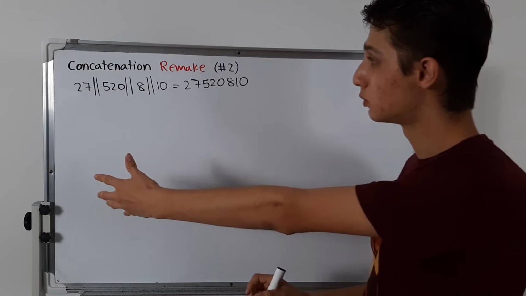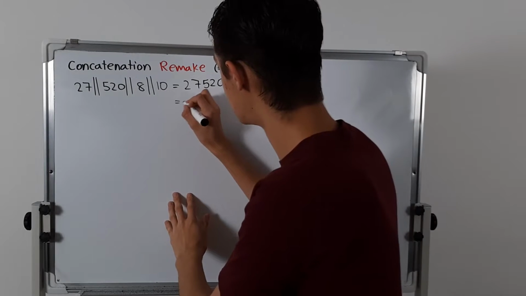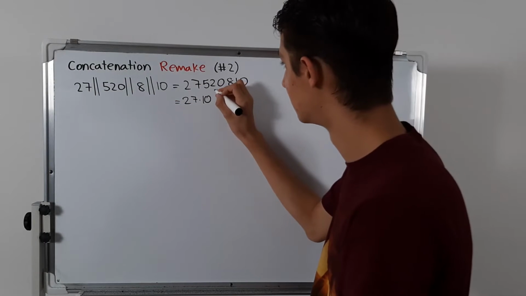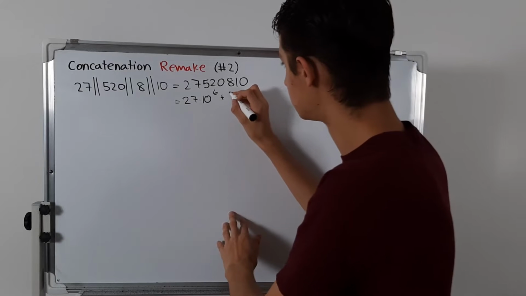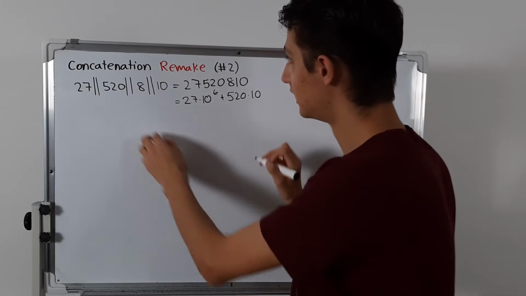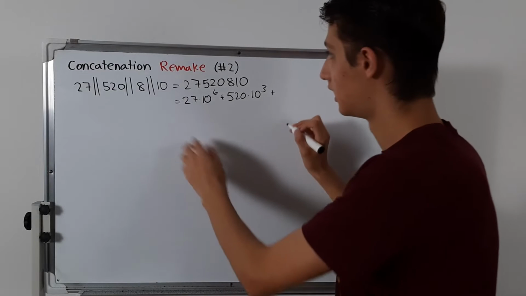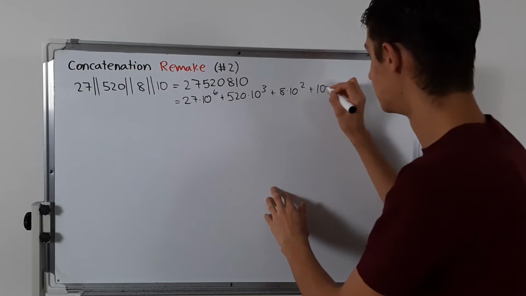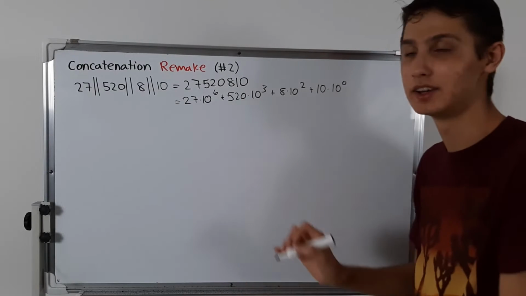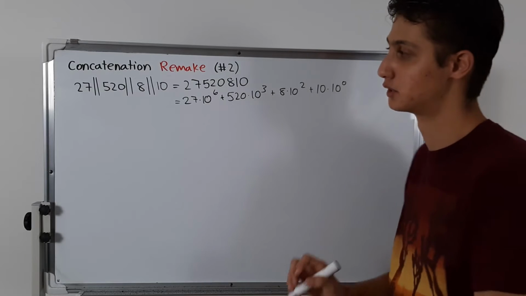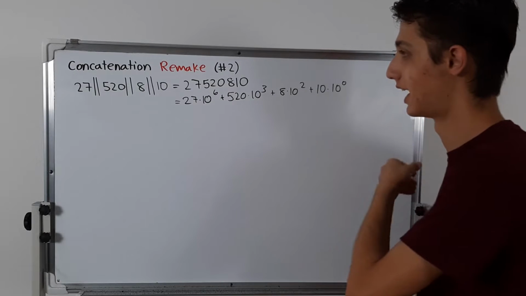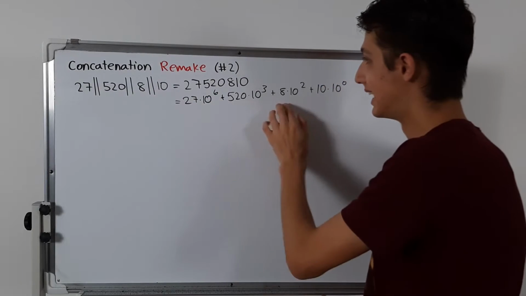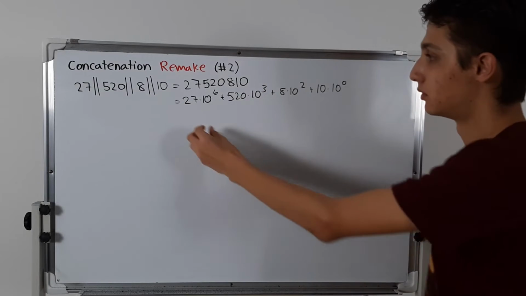Okay, so what we can do is we can actually separate this. So we'll have this 27 times 10 to the 6 plus 520 times 10 to the 3 plus 8 times 10 to the second power plus 10 times 10 to the 0. Okay, why did I do this? If you watched the first video, then you should probably be able to figure out why. This is kind of what we did last time. So what I'm doing is I'm separating it out. So we have this 27 here, the 520, the 8, and 10. Basically, we have everything lined up.